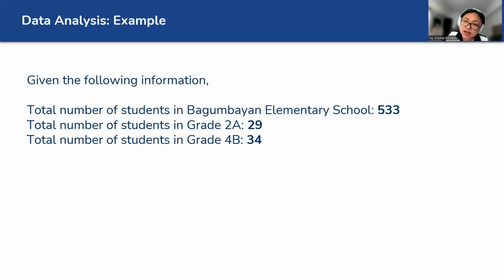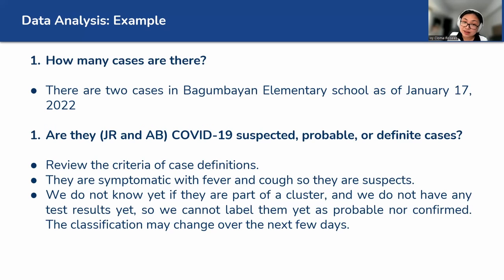Then you know that this is your total number of students in Bagong Bayan, 533. In 2A, you have 29 students. In 4B, 34 students. So how many cases are there? 1, 2. So there are 2 cases in Bagong Bayan Elementary School as of January 17, 2022. But are they suspected, probable, or definite cases? So you have to classify next.